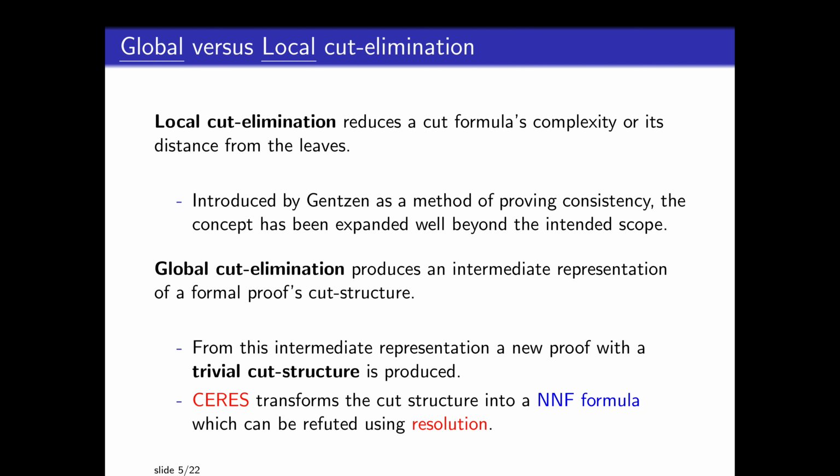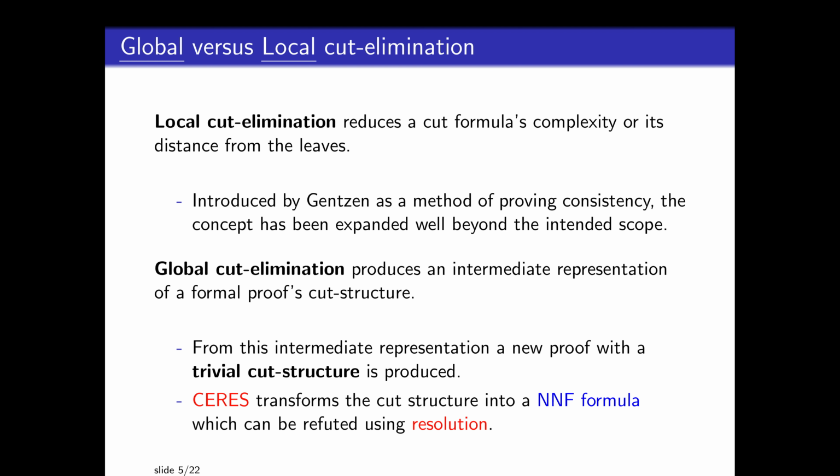I'm not going to go over more detail about local, because what we really care about is global cut elimination, right? Where we put the cut formulas or the cut structure of the proof in an intermediate formalization. So we restructure this into something else. For example, the CERES method could be used to transform the cut structure into a negation normal form formula, which then can be refuted by resolution, right? So now maybe you're starting to see where the unification is going to come in here.